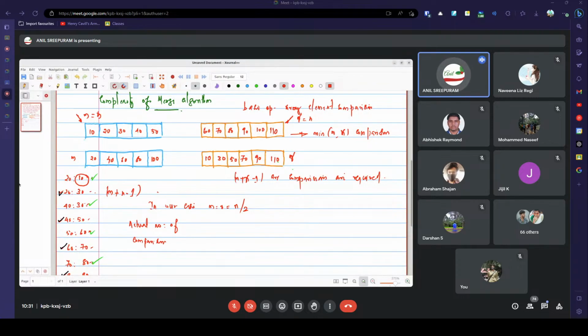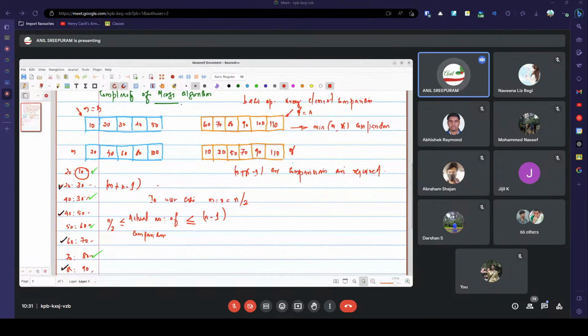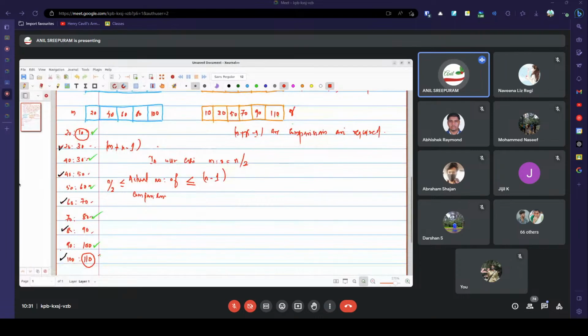is satisfying the inequality. At most, this is the worst case, that is n by 2 plus n by 2 minus 1, which equals n minus 1. And n by 2 plus n by 2 comma n by 2, that's the minimum. I don't know which will happen for the actual number of comparisons. Anyway, in every case it lies between n by 2 and n minus 1. So I can say that this is the number of comparisons.